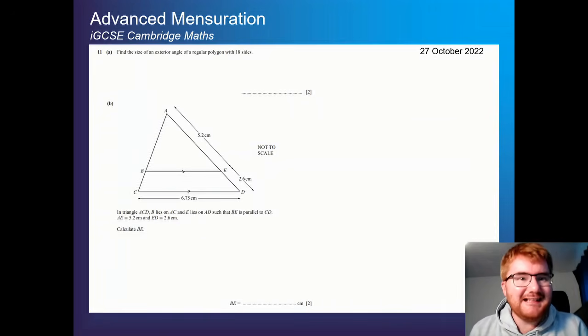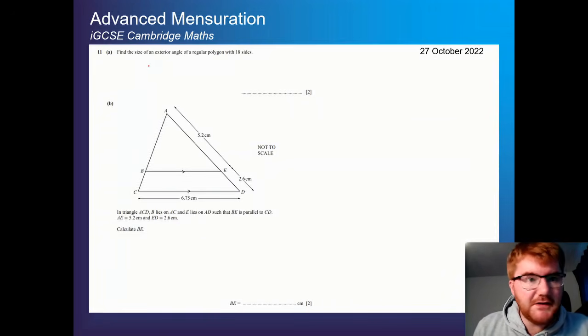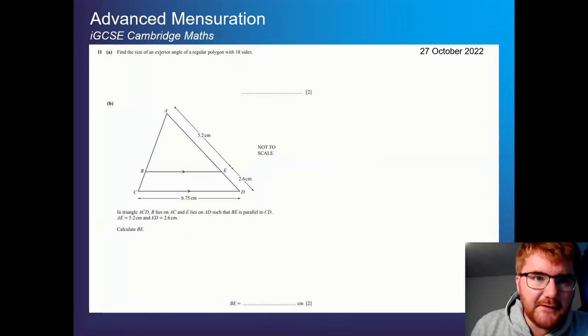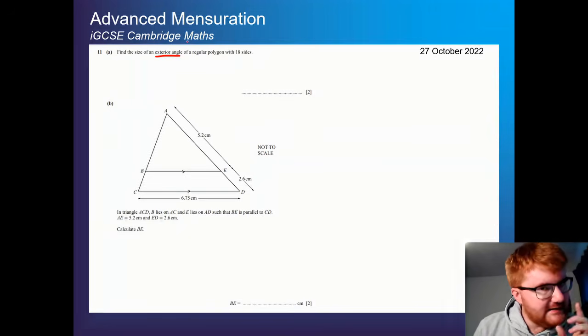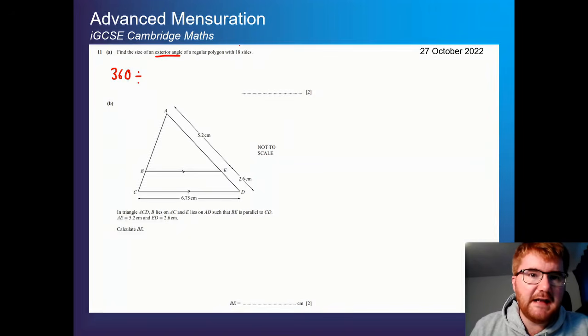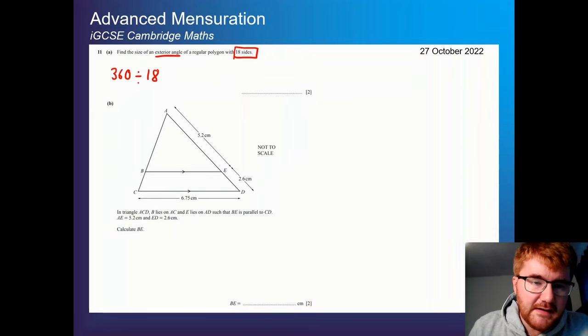And this leads on very nicely from a recent video I did here on looking at trigger words. And one of the trigger words I identified here is exterior angle. So as soon as you see this, you need to be thinking, 360 divided by the number of sides. And how many sides do we have here? Well, we've got 18 sides. So it's just 360 divided by 18, and that's going to be equal to 20, so 20 degrees.